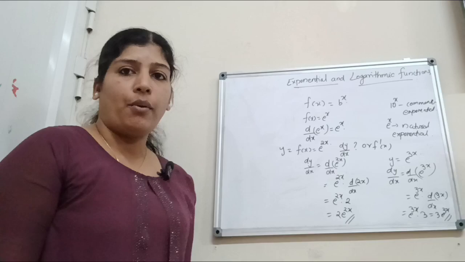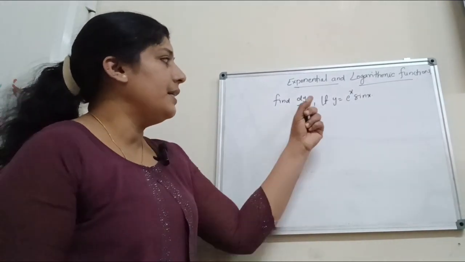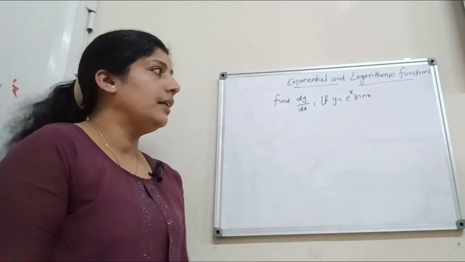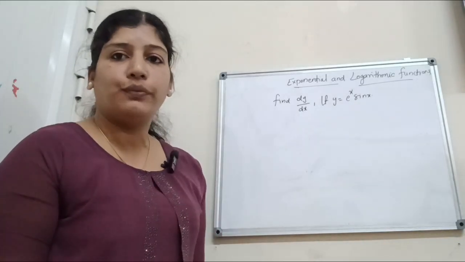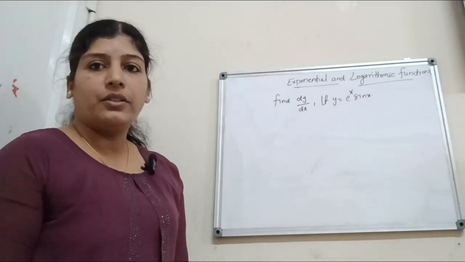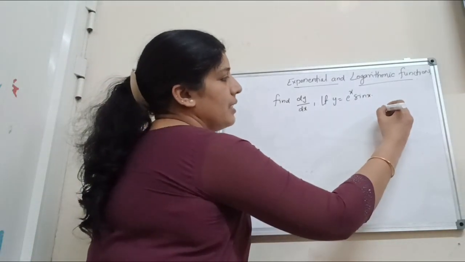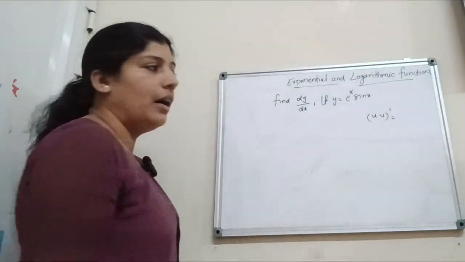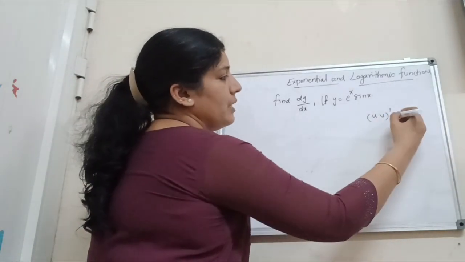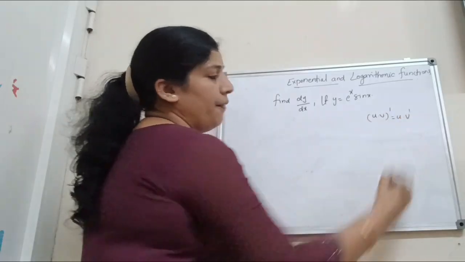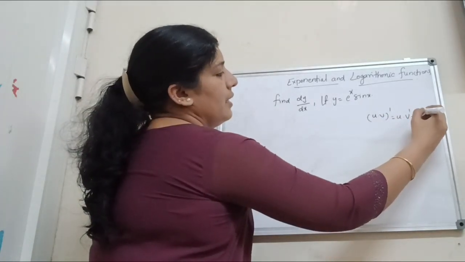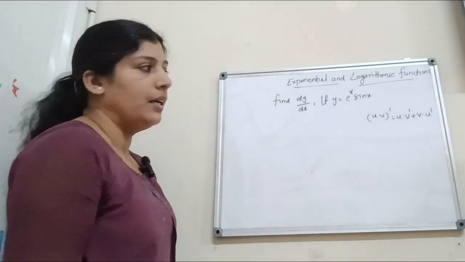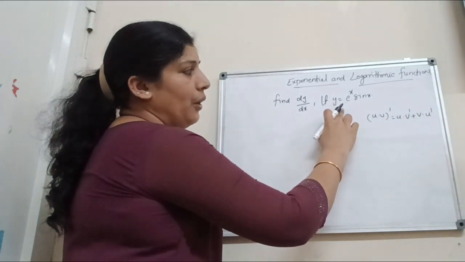Next, we have to check some problems. Consider the problem: find dy by dx if y equal to e raised to x into sin x. Here y can be expressed as the product of two functions, so we have to apply the product rule. How can we differentiate this one? Let us consider the product rule. How can we write (u v) whole dash? It is the first function u into the derivative of the second function, v dash, plus the second function v into the derivative of the first function, u dash. In the same manner, we have to find the derivative here.